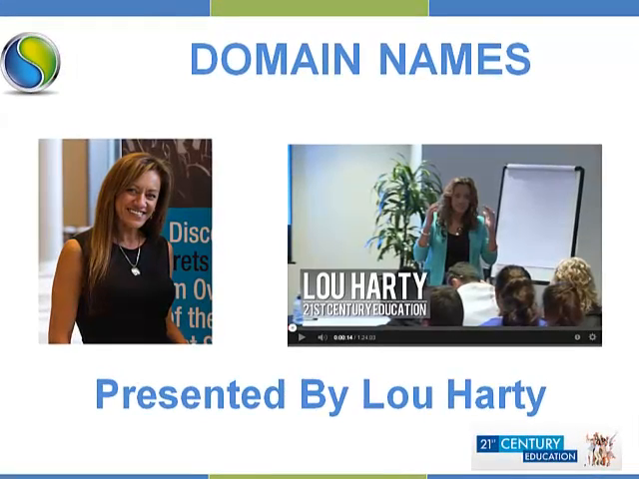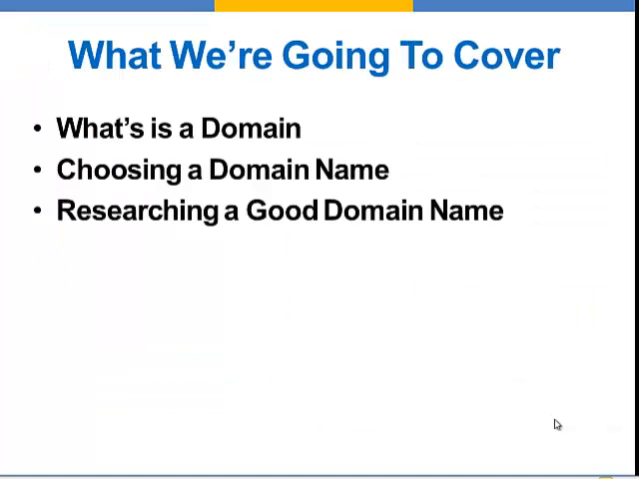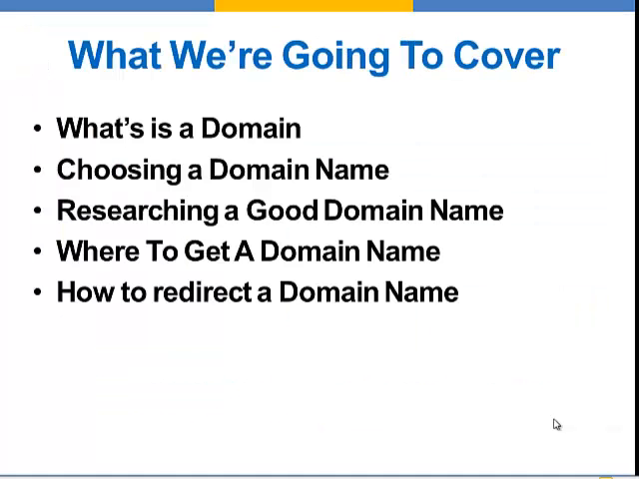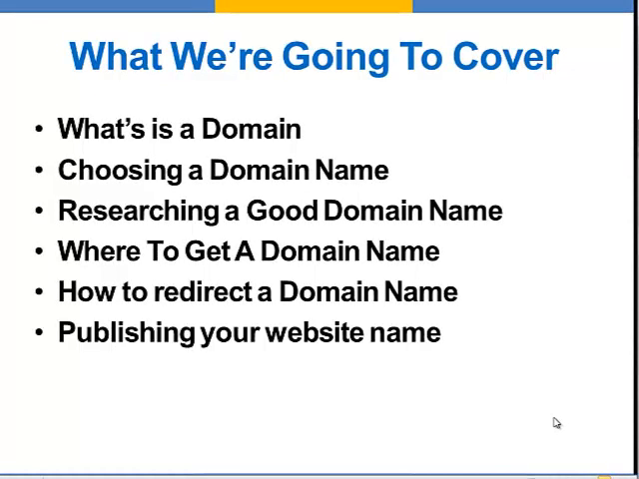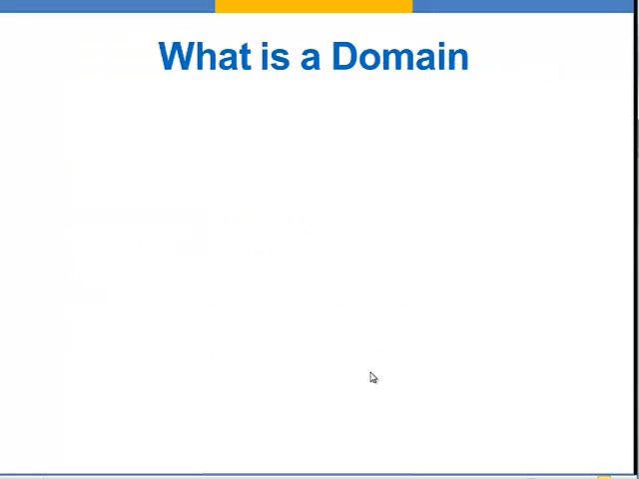In this video we're going to talk about domain names. What we're going to cover is what is a domain name, how to choose the appropriate domain name, researching them, where to find them, where to get a domain name, and then how to redirect your domain name to your URL or your affiliate link. Then I'm going to show you how you can forward that so it appears in your website name.